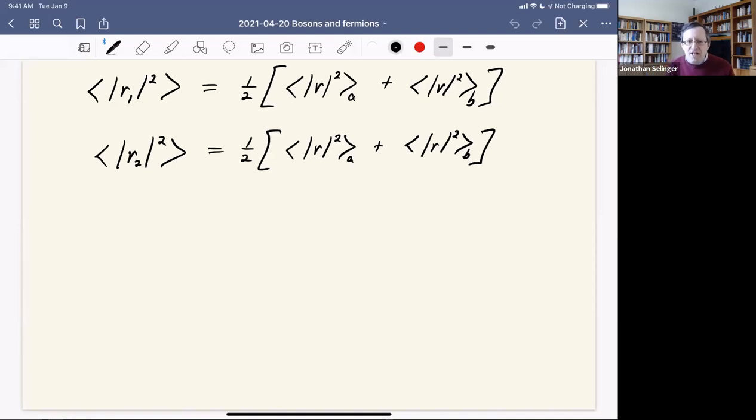My plan for today is three things. First, I want to finish the calculation that I started yesterday about how far apart particles are, depending on whether they're bosons or fermions.